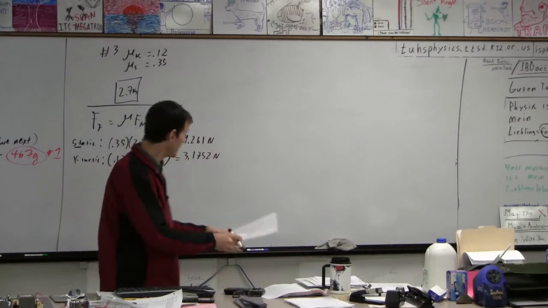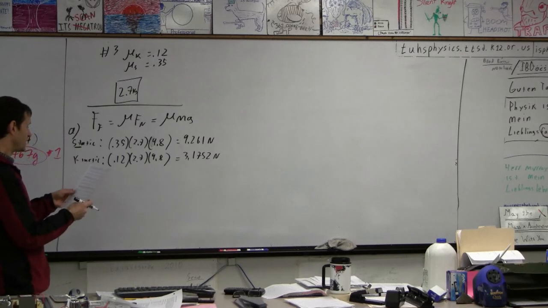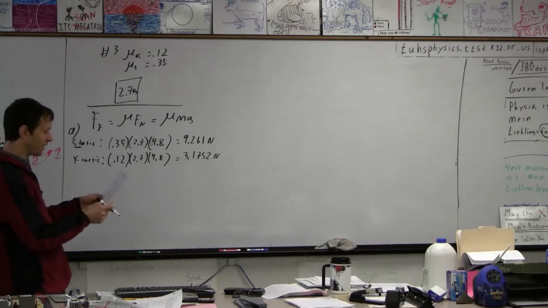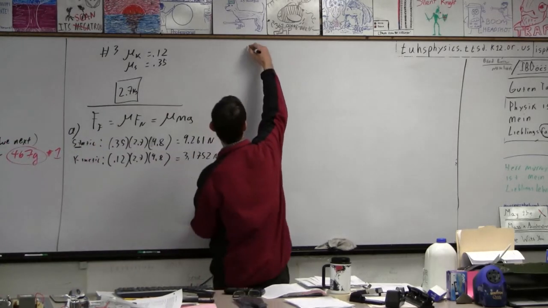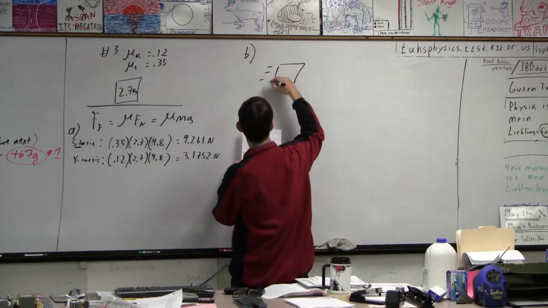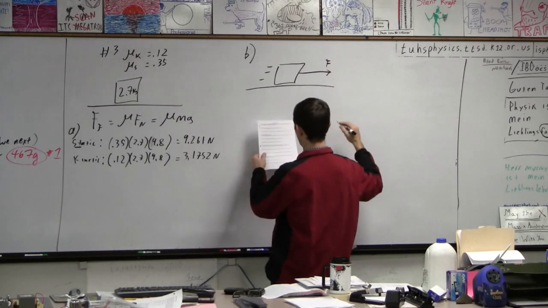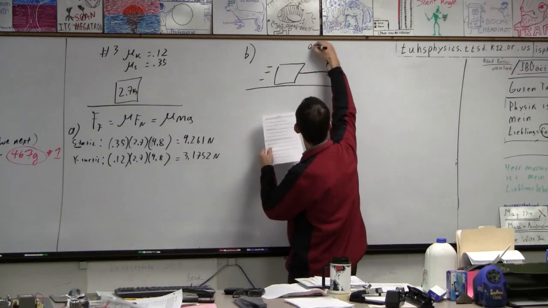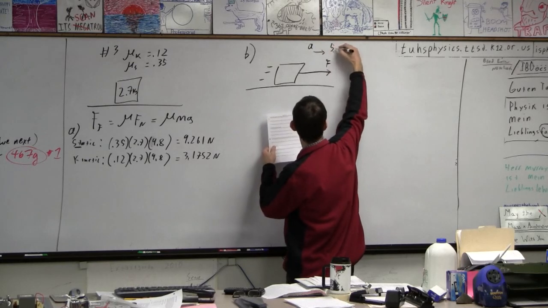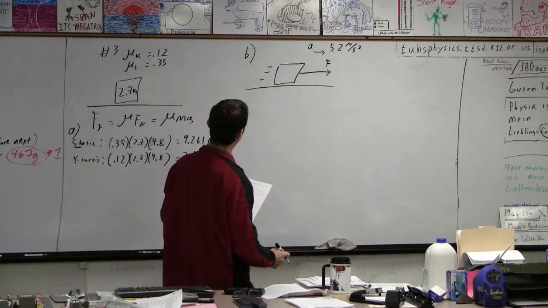So I think that's answer A. B says, what force would be necessary to accelerate the box once it's moving at 5.2 meters per second in the direction it's moving? So there's B. Here's the box. Let's have it slide to the right. And we've got some force this way, and we want to accelerate it in the direction it's moving at 5.2 meters per second squared, right?